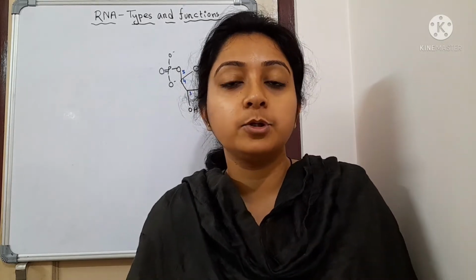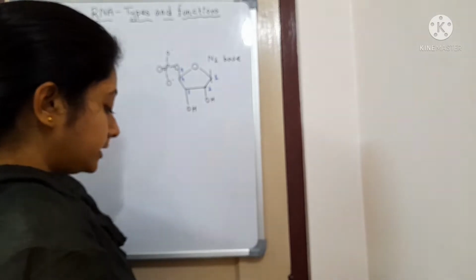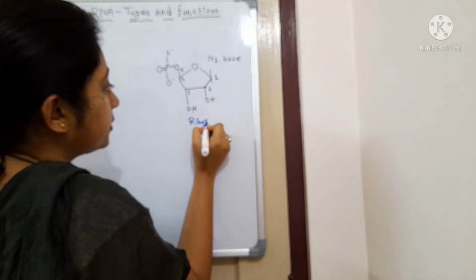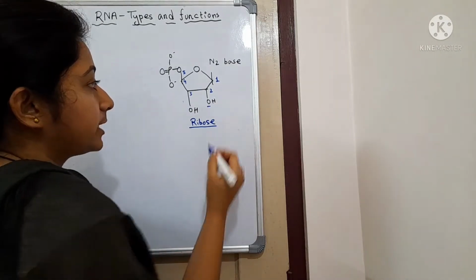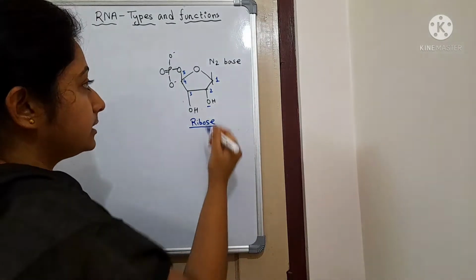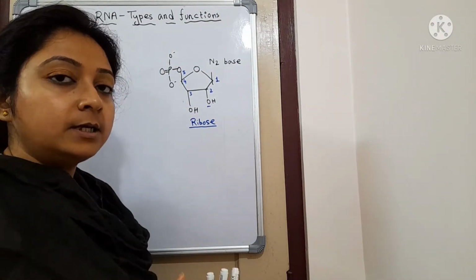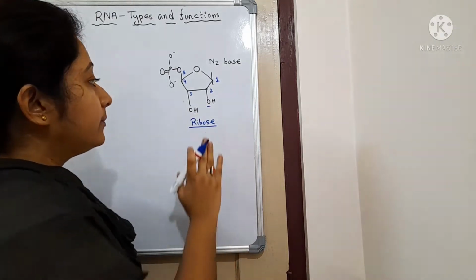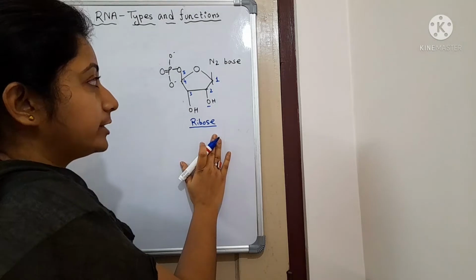So RNA or ribonucleic acid, what is the chemical component of them? Just see first their structure. Here comes the ribose sugar, which differs from the DNA. Instead of lacking oxygen at the 2' carbon atom, it is holding oxygen. That is why it is ribose, not deoxyribose. In case of DNA, there is a lack of an oxygen molecule, that is why the sugar is called deoxyribose. But in RNA, there is no lack of oxygen molecule, that is why the sugar is called ribose.